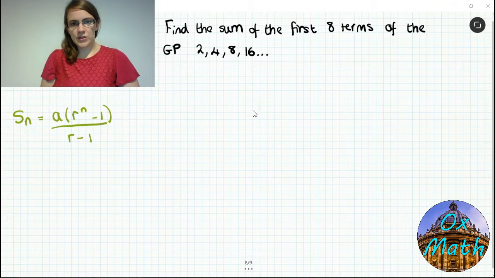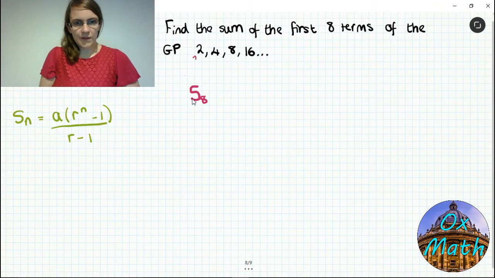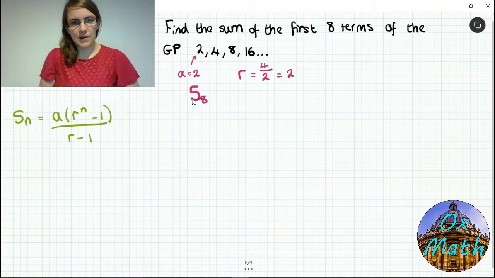So in this question we are asked to find the sum of the first 8 terms, and we are told the geometric progression. We know that our first term A is going to be equal to 2, and we know that our ratio is equal to any term divided by the term before it, so I'm going to just take the second term and divide it by the first term, which is 2, and just to double check I've done it right, 2 times 2 is 4, times 2 is 8, times 2 is 16. So we've got a first term of 2 and a ratio of 2.